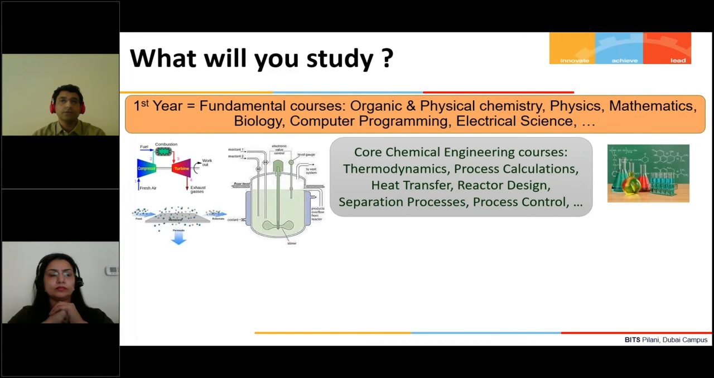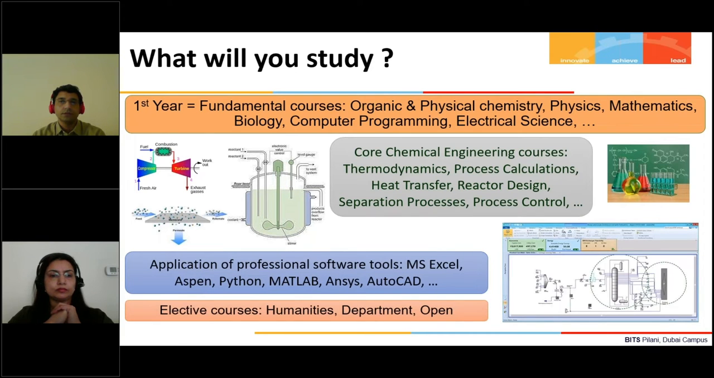After studying the first year fundamental courses of chemistry, physics, and mathematics, which are common to all engineering branches, from second year onwards you will study all chemical engineering courses, which give you the basic concepts of thermodynamics, process calculation, heat transfer, how to design a reactor, how to carry out separation of various chemicals, and how to control all these processes. These courses are combined with various software tools such as MS Excel for calculations and Aspen for the process simulation of an entire plant for one particular operation. We also add the Python language, MATLAB, and Octave for calculations in various courses.